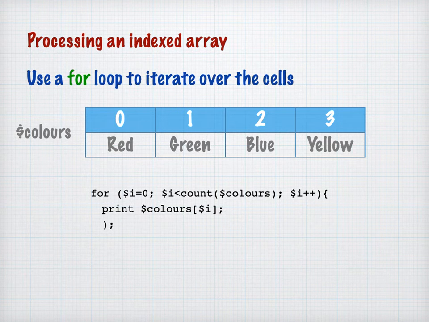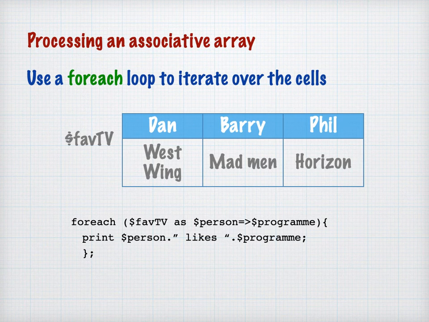But the important point here is we have a function called count, and what count does is it tests to see how many cells there actually are. Have we processed all the cells? So we need an equivalent structure for associative arrays, and PHP provides us with this reserved word called foreach. So this is a loop which works specifically for associative arrays. And you have to lay it out like this.